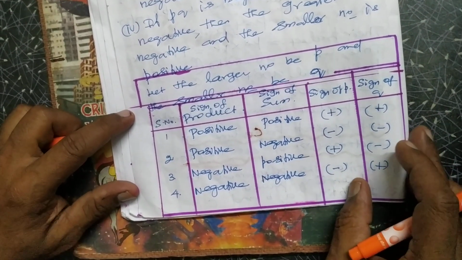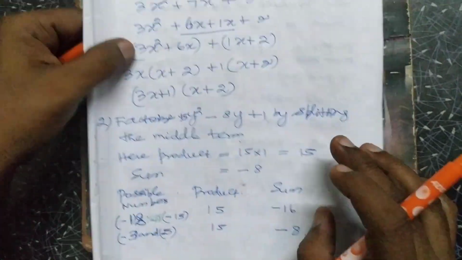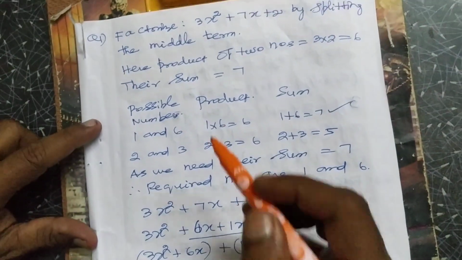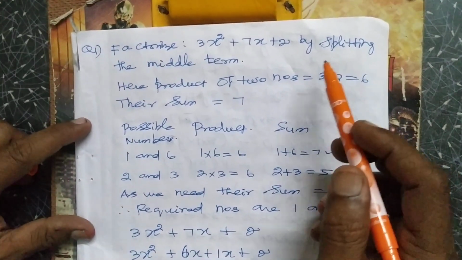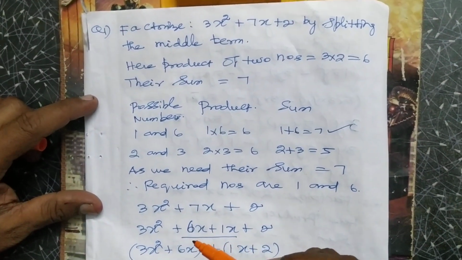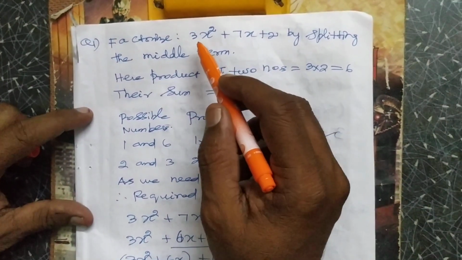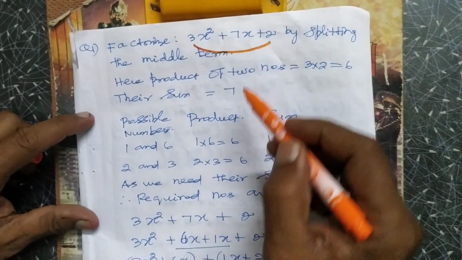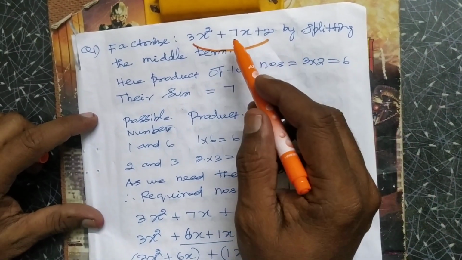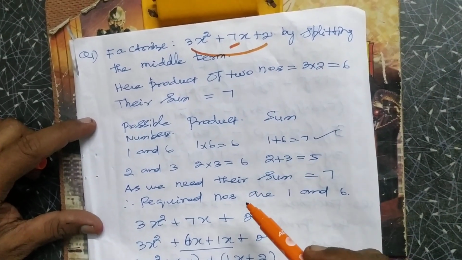Now let us see the problems. You go through the problems and you will easily understand. Factorize 3x square plus 7x plus 2 by splitting the middle term. What is the first step I told? We have to multiply the coefficient of x square into the constant term. Then 3 into 2 is 6. And the sum is the middle term. Sum equal to 7.